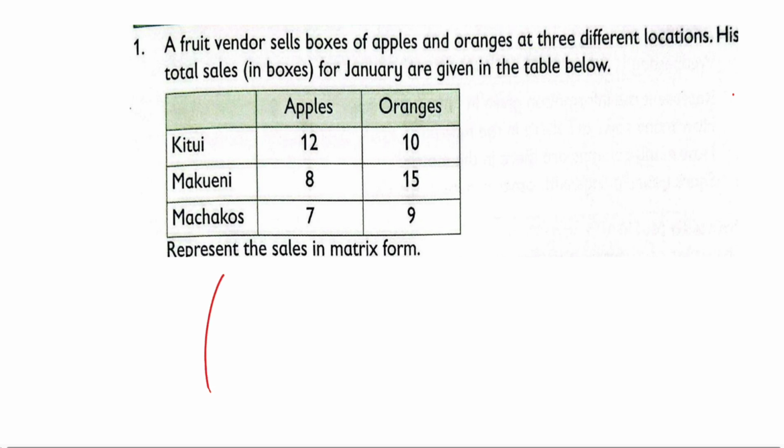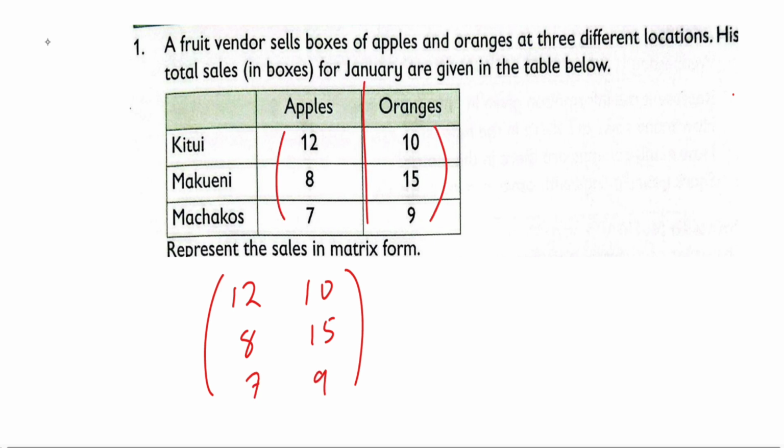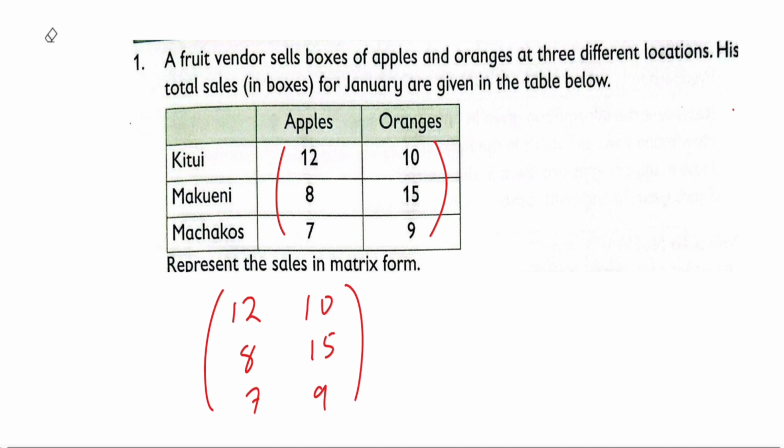Therefore, you put the brackets and the numbers are enclosed in it. So 12, 10, 8, 15, 7, 9. Just write the same numbers, but now without the table lines. Just write them in this form. So that is a matrix. I don't think it's hard. It's very simple. This is your matrix. Now let's go to the other.